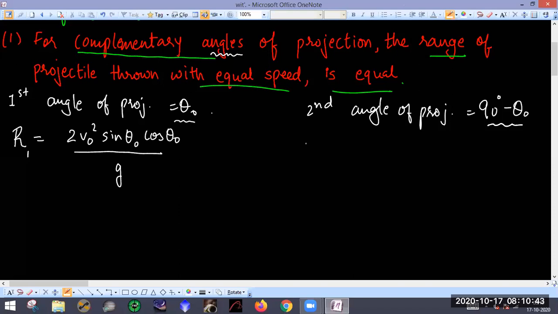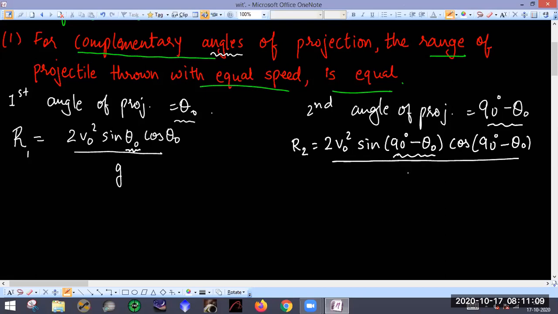Now R2, the range for the second one. It is going to be 2v0 square sine of 90-degree minus theta 0, because here you see the angle of projection is not theta 0. It is actually 90 minus theta 0. Cos of 90-degree minus theta 0 divided by g, right? I don't think anyone has any question with that, because this one is not thrown at theta 0 angle, this is thrown at 90-degree minus theta 0 angle.